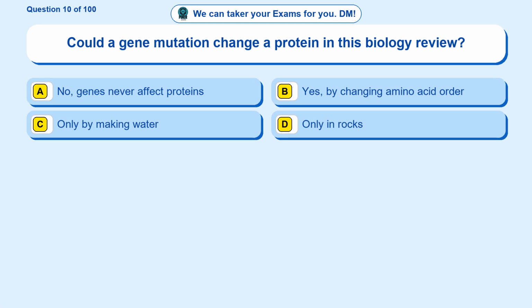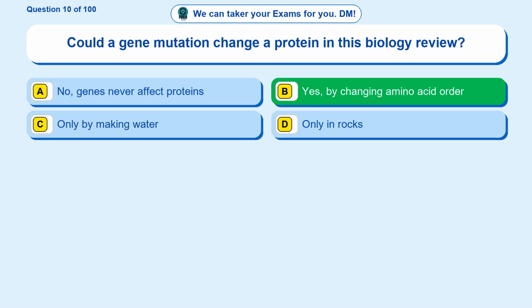Question 10. Could a gene mutation change a protein in this biology review? Option A. No, genes never affect proteins. Option B. Yes, by changing amino acid order. Option C. Only by making water. Option D. Only in rocks. The correct answer is option B. Yes, by changing amino acid order.